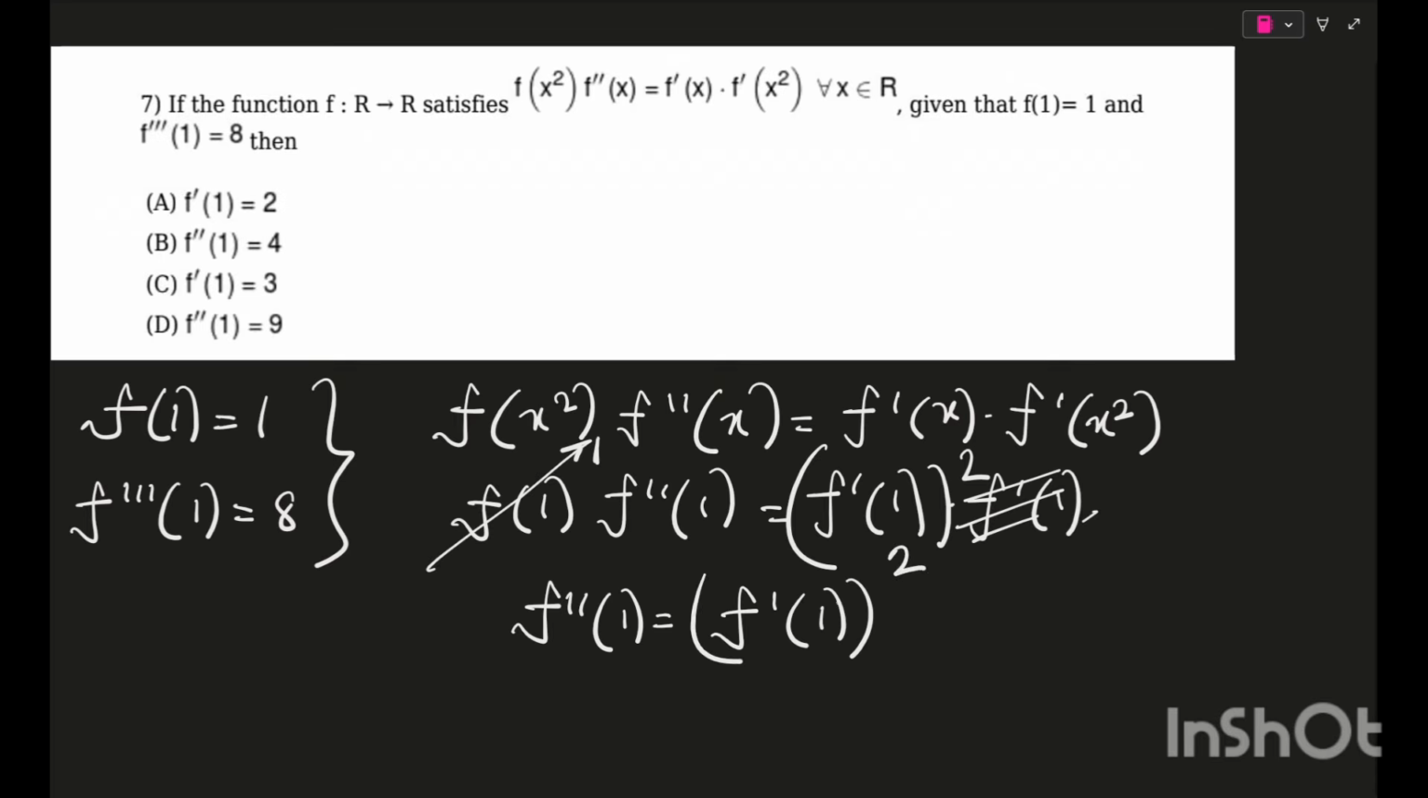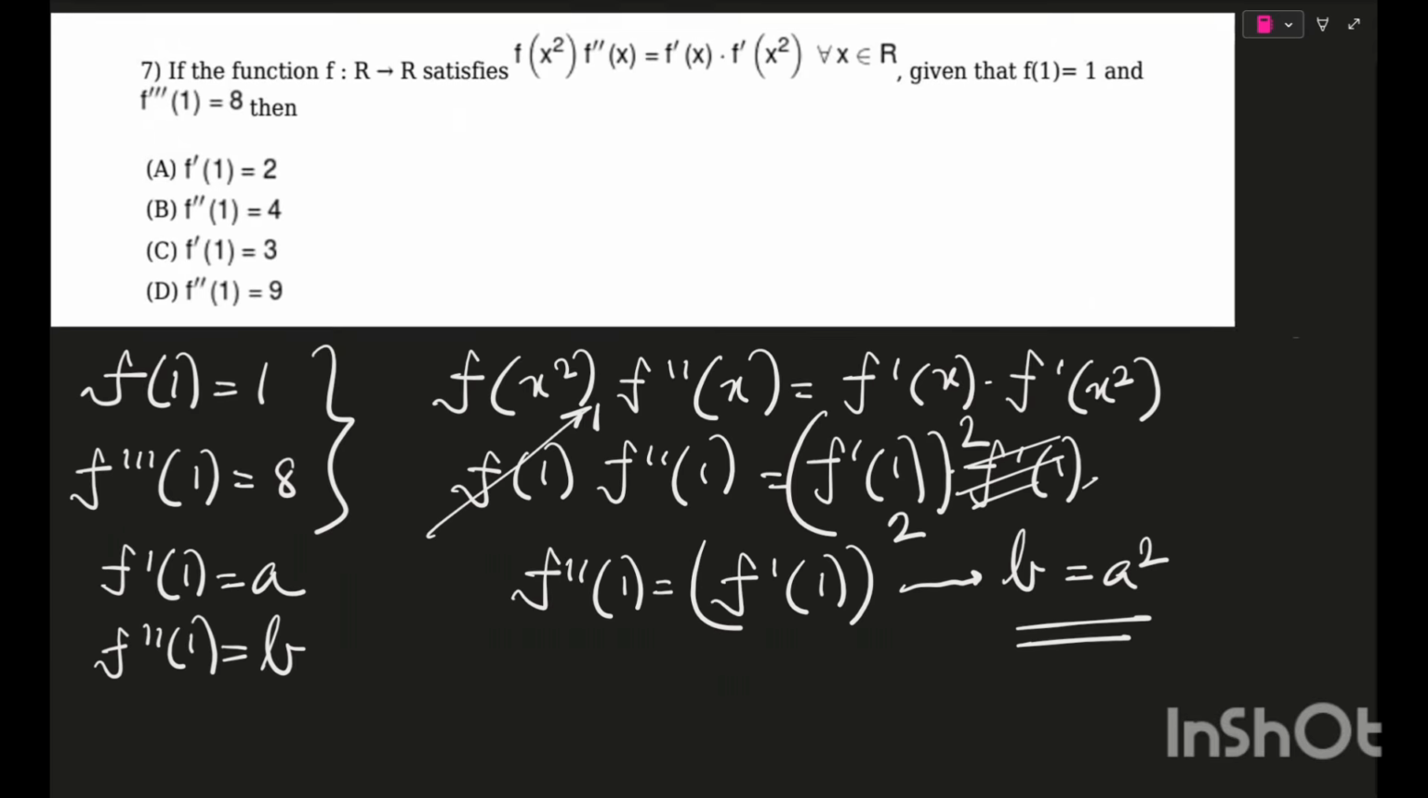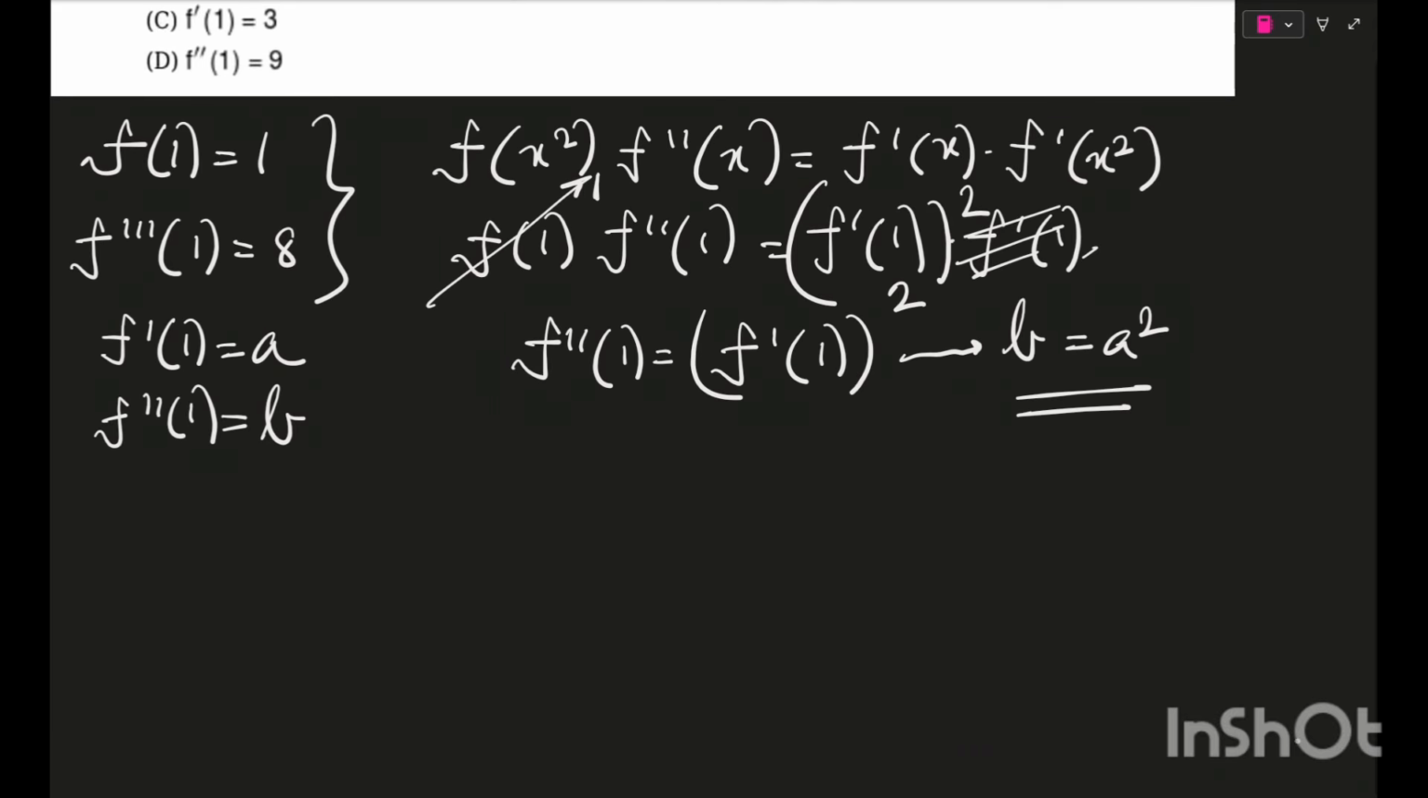Okay. So guys, let's do one thing. I am taking f dash 1 to be a and f double dash 1 to be b. So from this we get b is equal to a square. Now guys, I will obviously explain why we did this. You will understand a bit later.